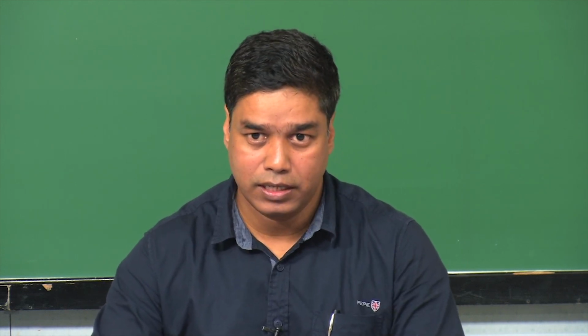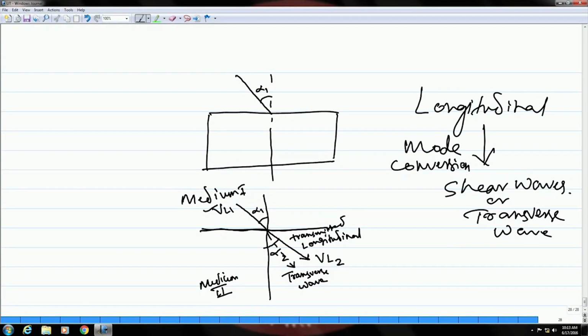So, when you are using an angle for doing the test, that means because of this mode conversion, two kinds of waves will enter the sample, longitudinal wave and shear wave. Both of these waves will enter the sample, and we have already seen that the velocity of shear waves is lower than that of longitudinal waves. Okay.